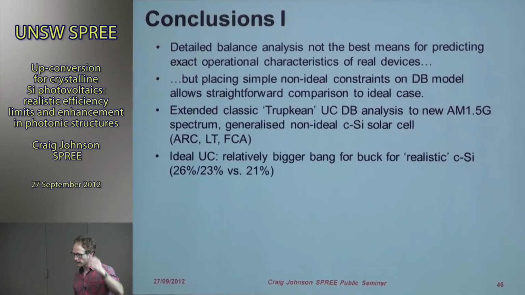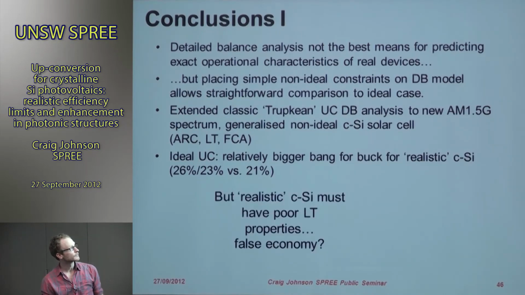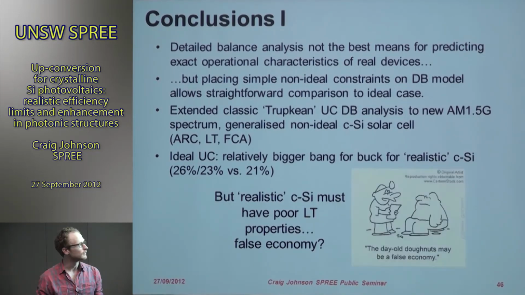Second, it was interesting to find that the ideal upconverter gives you a relatively bigger bang for your buck for a realistic crystalline silicon solar cell compared to the ideal case. Again, 26 or 23% against 21% for the ideal case. But you have to consider that the realistic cell that I was talking about has to have poor light trapping properties, which may ultimately just be a false economy. If you're going to suppress your light trapping in order to have upconversion, and only a little bit of upconversion in that case, you may not be benefiting.